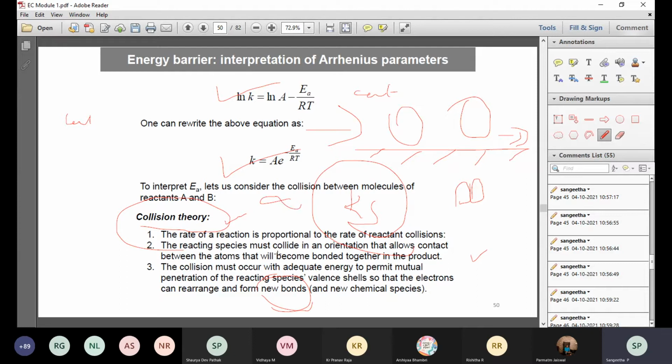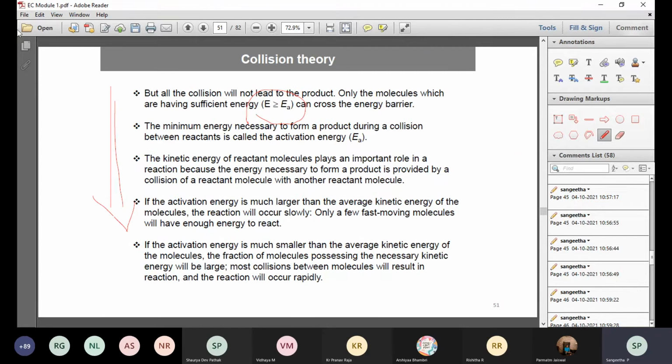The reactant species must collide in an orientation that allows contact between the atoms that will become bonded together in the product. The collision must occur with adequate energy to permit mutual penetration of the valence shells of the reactant species, so that the electrons can rearrange to form new bonds and a new species. Here is another clue: the orientation of the reactant species and the new species. Catch the clues and then proceed, so that it makes it better for you to answer.